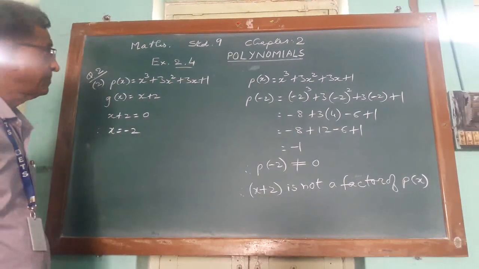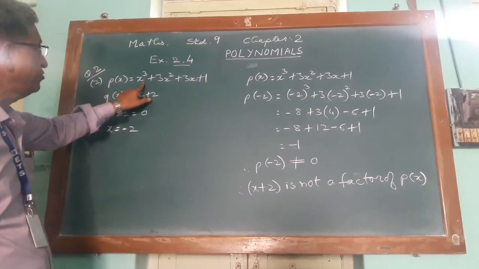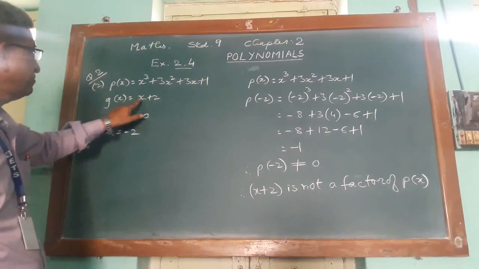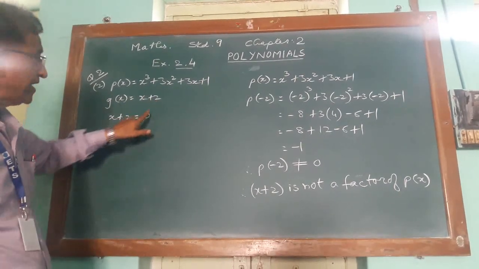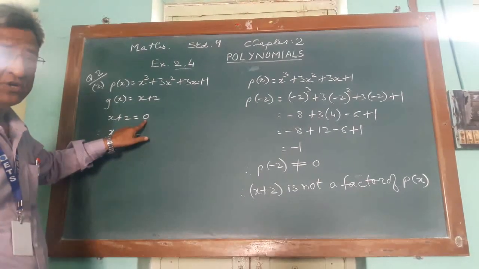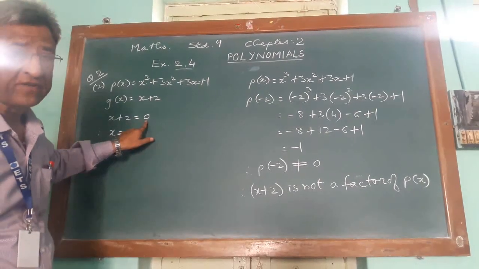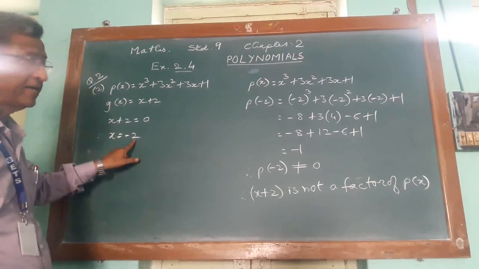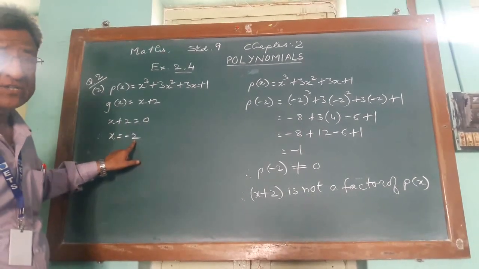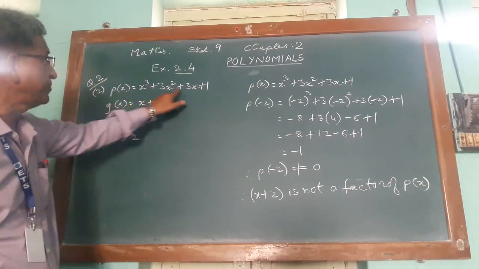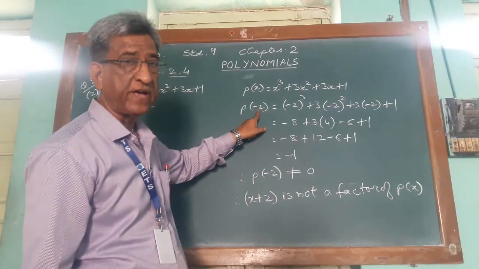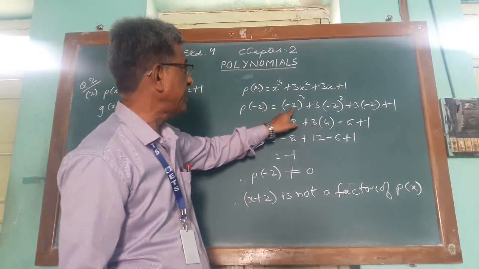Second question, p(x) equal to x cube plus 3x square plus 3x plus 1. g(x) is equal to x plus 2. Take x plus 2 equal to 0 as we want to find whether it is a factor or not. So take 2 on the other side, x equal to minus 2. So substitute x equal to minus 2 in all these places. Now in place of x, write down minus 2. Wherever you find x, write down minus 2.